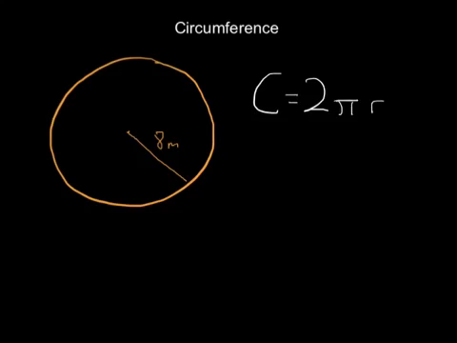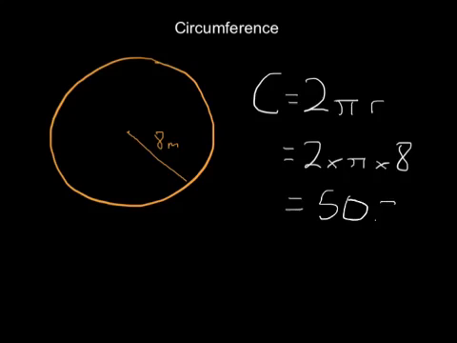In this particular example, the radius, which is the length from the center to the edge, is 8 meters. So I can remove r and put 8 instead. And that's going to equal 50.3, because I'm rounding up, meters.